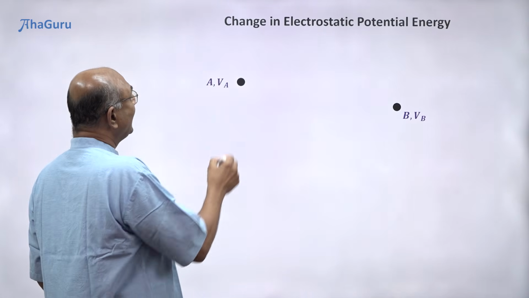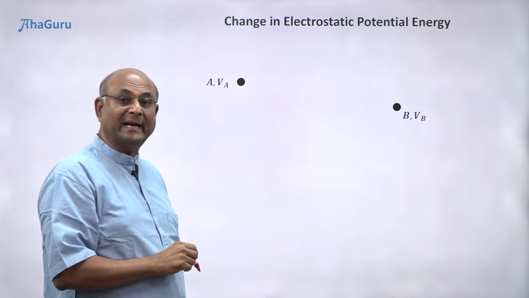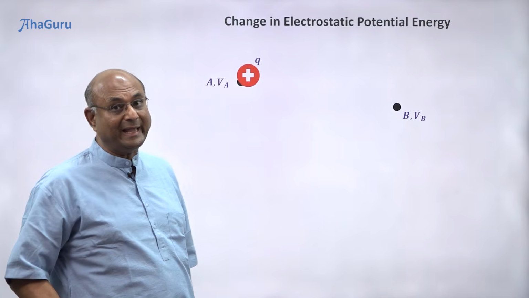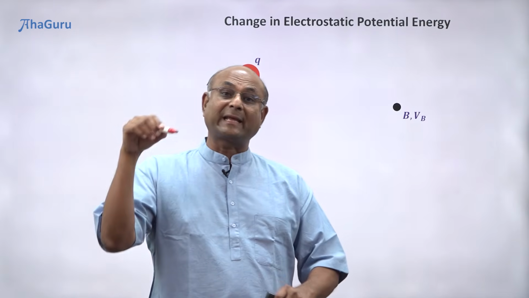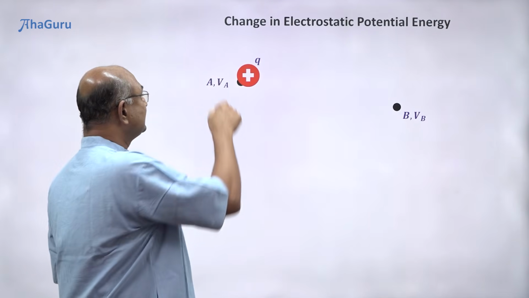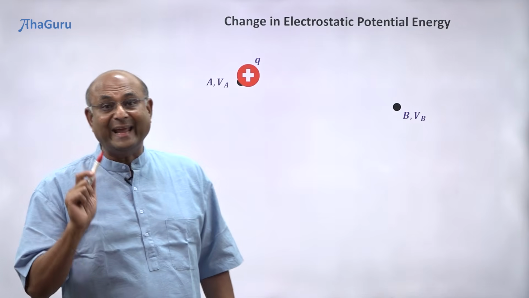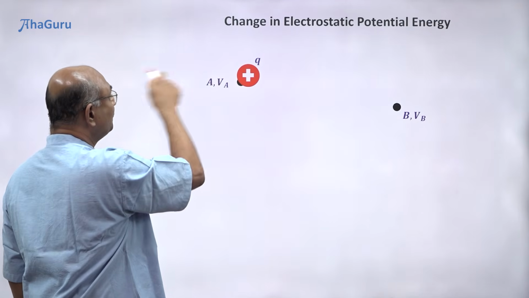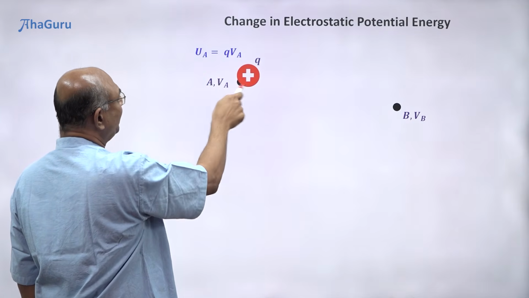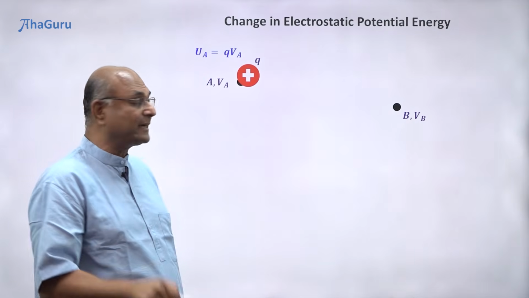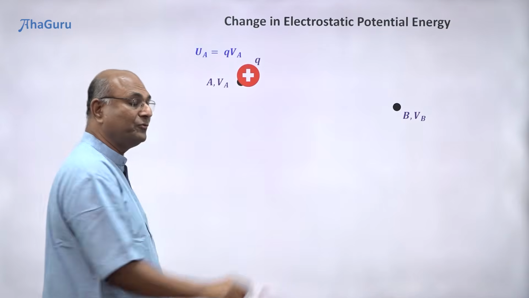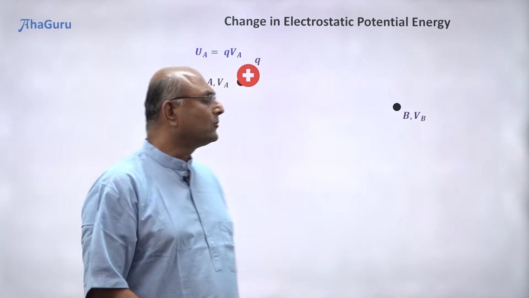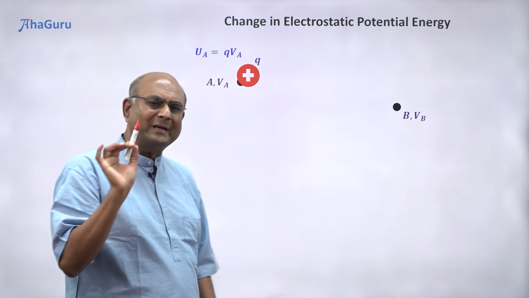Now suppose I bring a charge and I keep it here. Let's say a charge Q, I bring it and keep it at A. So when charge Q is kept at A, this charge will have a potential energy. How much potential energy? Q into VA. So we can say that the potential energy when the charge is kept at A is Q into VA. It is not the potential energy of the configuration. You can say it is the potential energy of this one single charge.